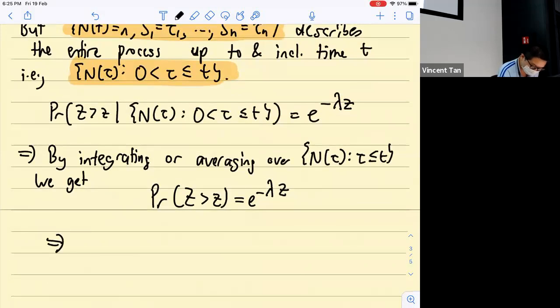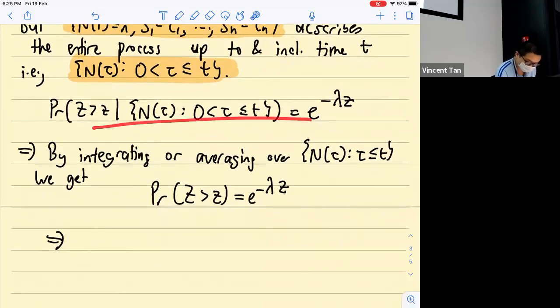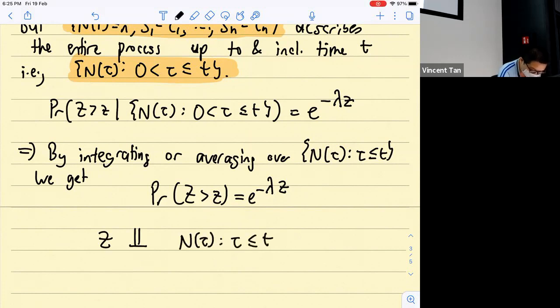And this implies that, because now you have these two relationships, what it's saying is that the probability of Z given whatever is the same as the probability of Z. So Z must be independent of this whatever. Because if I have an X here and this relation holds, Z is independent of X. Except that now my X is a bit more complicated, as this entire Poisson process. But nevertheless, what we can say is that Z here is independent of N and tau less than or equal to t, which completes the proof. Which completes both proofs actually. This is part 1 and this is part 2.